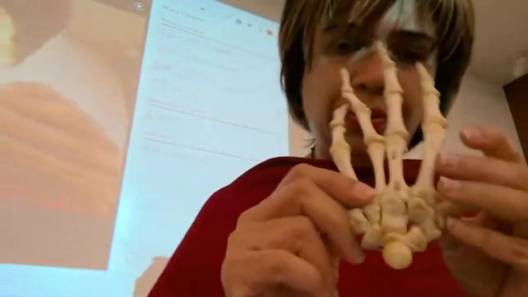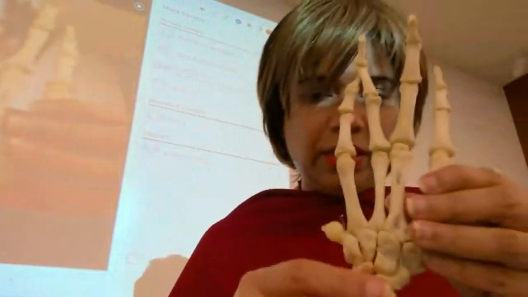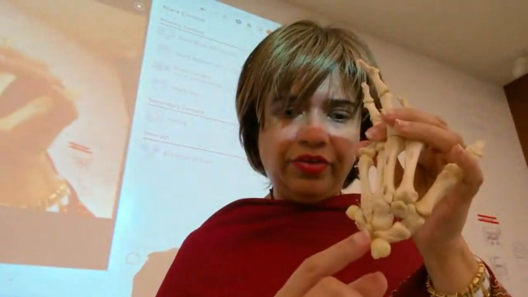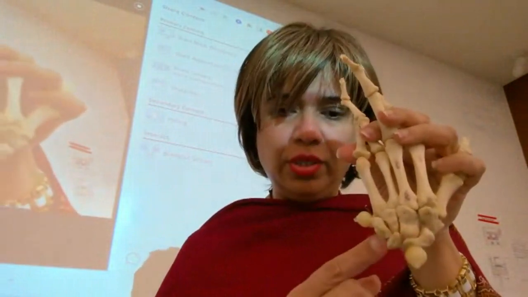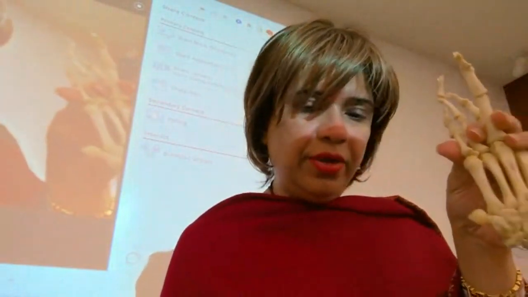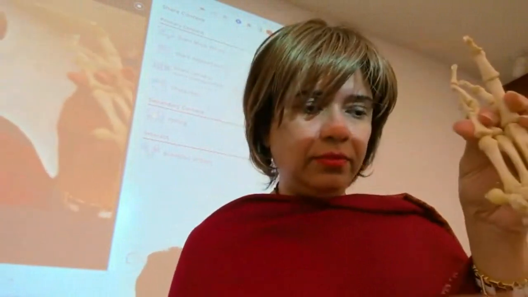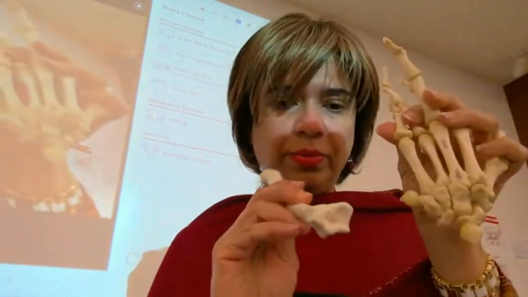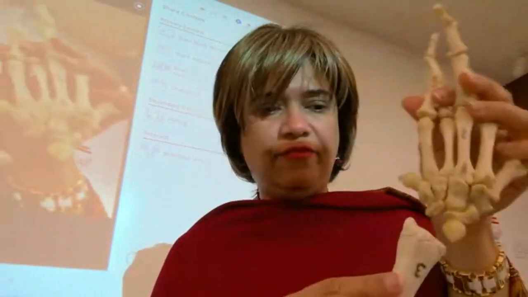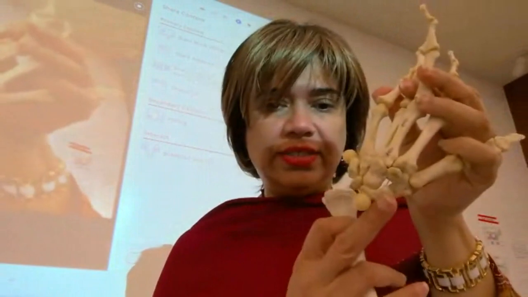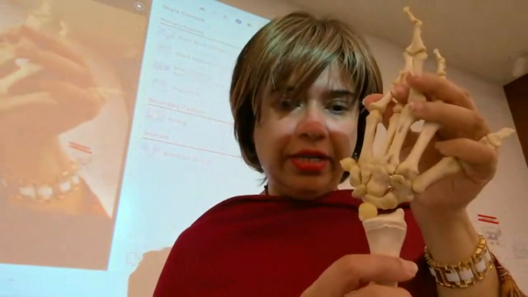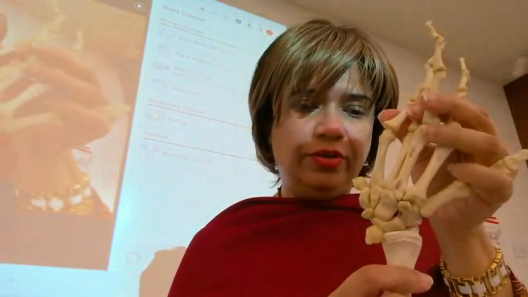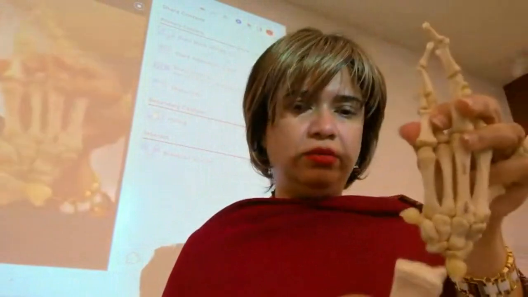Okay. Now, how do I remember which part is what? So let's see. I am going to start out with the proximal row. And remember we did scaphoid facet. Remember this? On the end of the radius, there is scaphoid facet. So this is your scaphoid bone. And this is how your radius is going to articulate with the scaphoid right here.